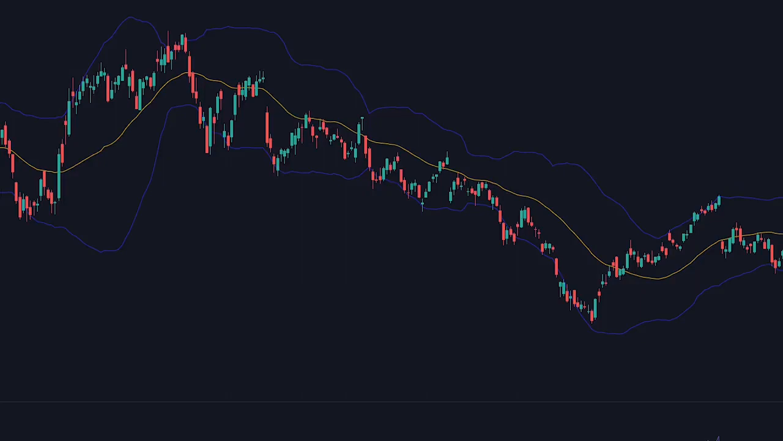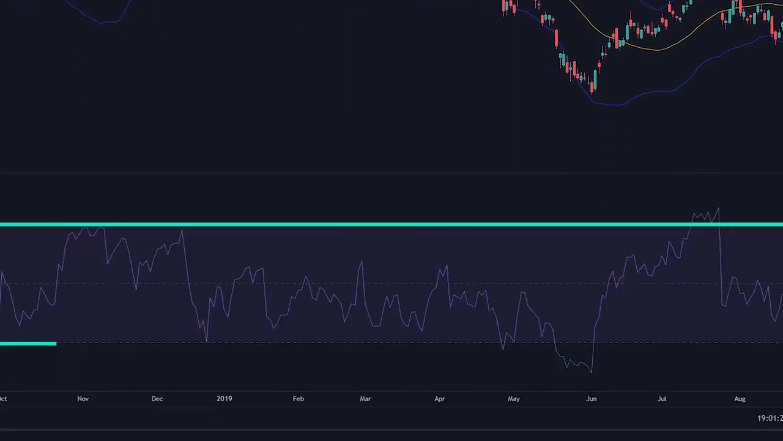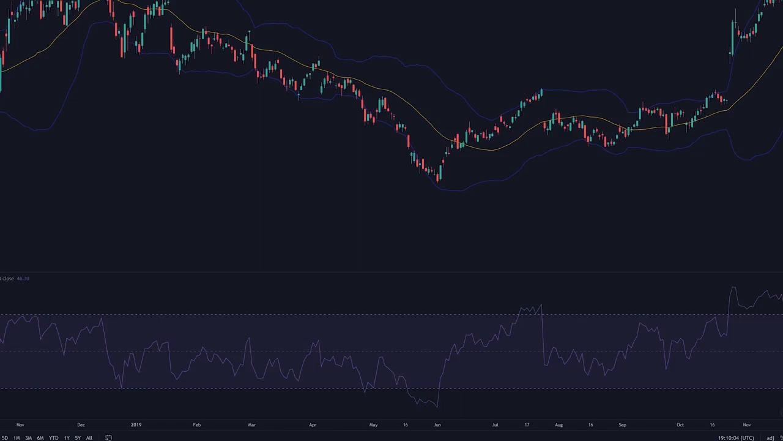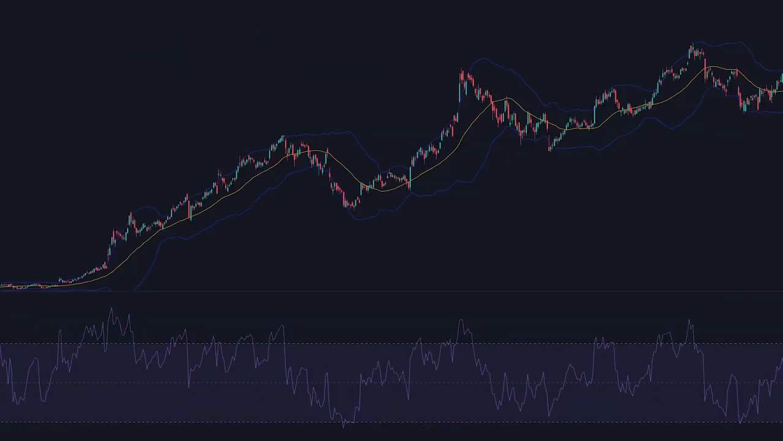You can only go in if the RSI hits an extreme value, meaning we can only enter a long trade if the price moves below the lower Bollinger Band and the RSI goes below the value of 25. For shorting, we will only enter a trade if the price goes above the upper Bollinger Band and the RSI goes over the value of 75.